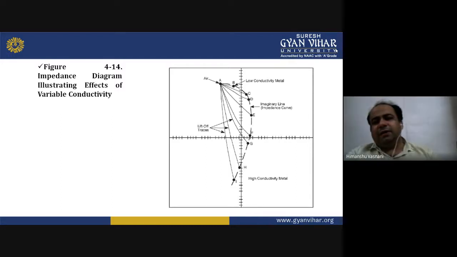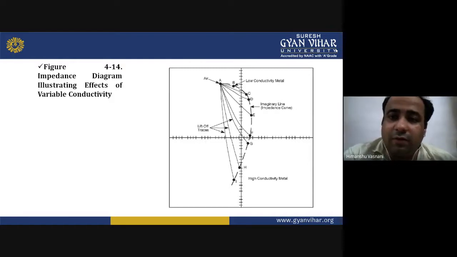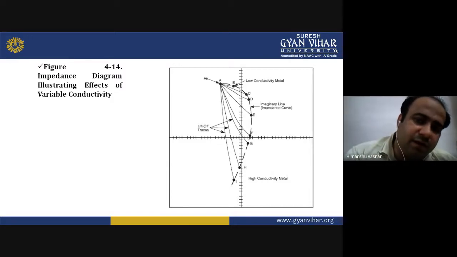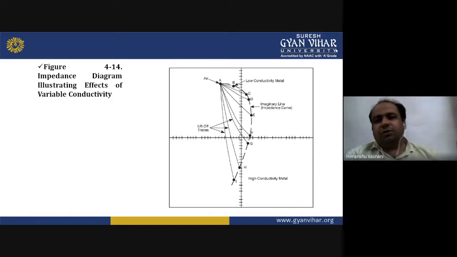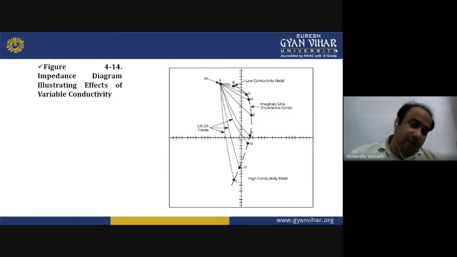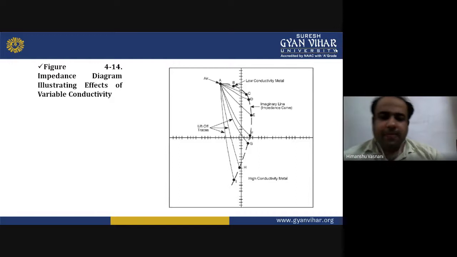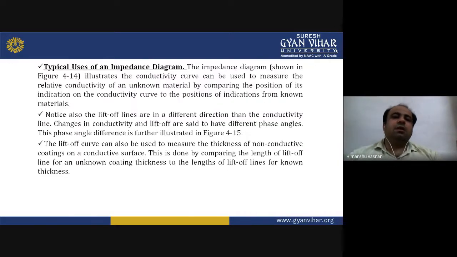It is helpful when the lift-off traces are drawn. At the bottom you have high conductivity materials, and on the upper side you have low conductivity materials. Through this you draw an impedance curve, the imaginary line, showing the effects of variable conductivity. This gives you a conductivity curve that can be used to measure the relative conductivity of an unknown material by comparing the position of its indications on the conductivity curve to the position of indications from known materials.